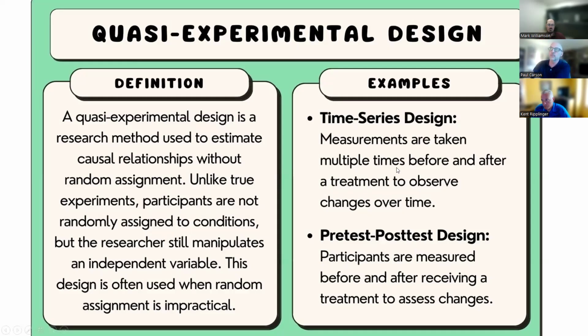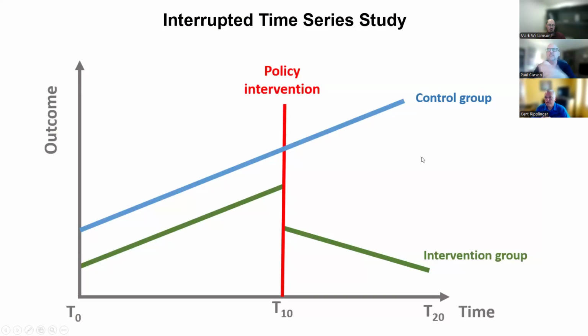The two examples of these study designs are something called time series analysis, where measurements are taken multiple times before and after a treatment or an intervention or a policy change. You've got a period of time before whatever thing happened that you're interested to see what the effect was, compared to after that period of time. Or pre-test, post-test design: participants are measured before and after receiving a treatment to assess changes. These types of studies often look like this. You've got a control group that's got some kind of outcome that's maybe getting worse over time. You do some kind of treatment intervention or policy intervention, and you see, is there a change in that trajectory in your intervention group, right?